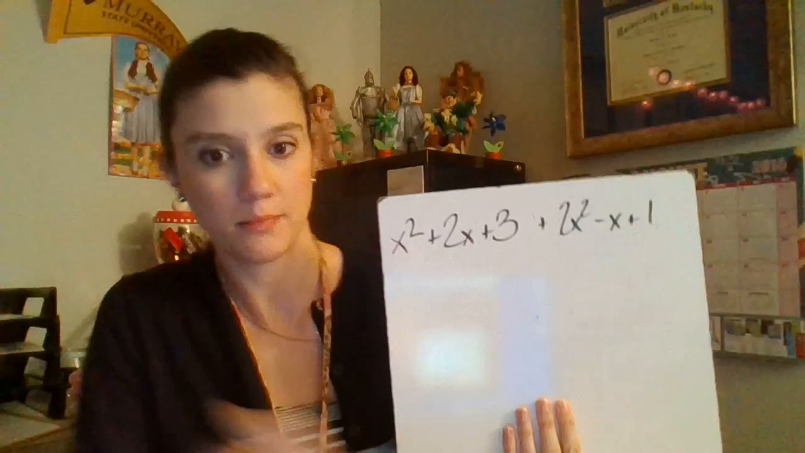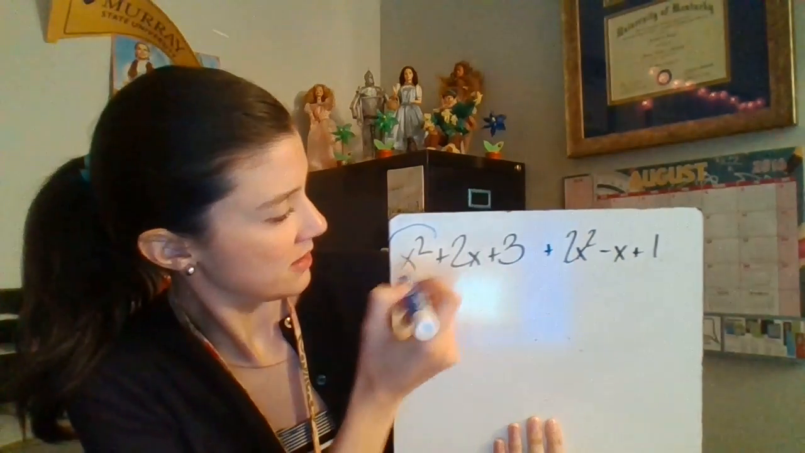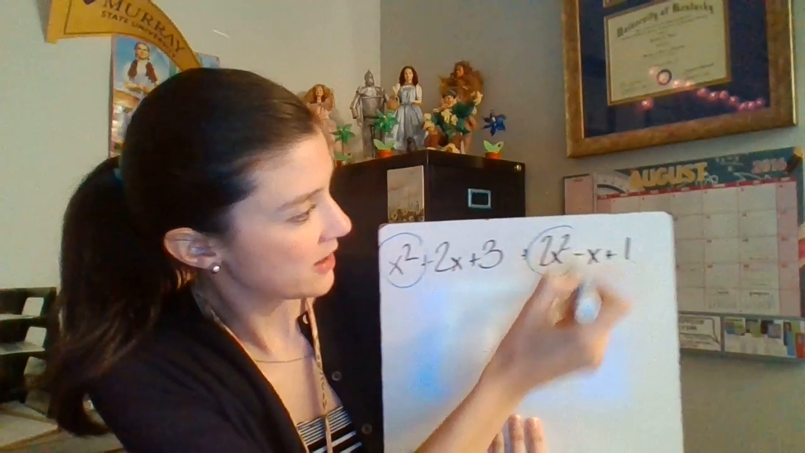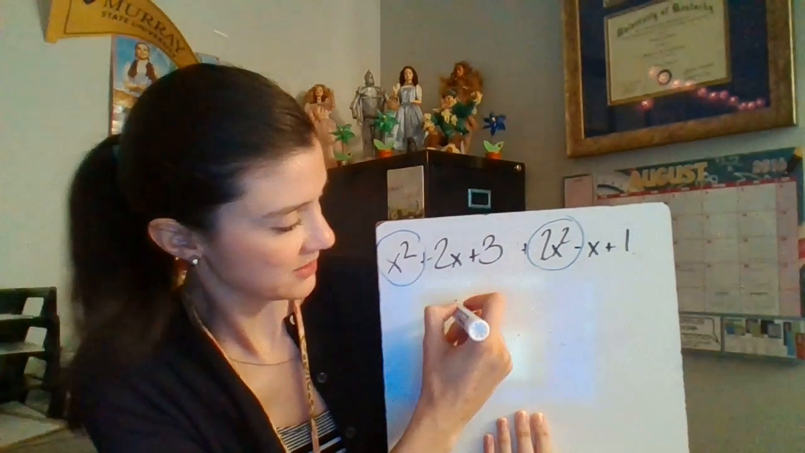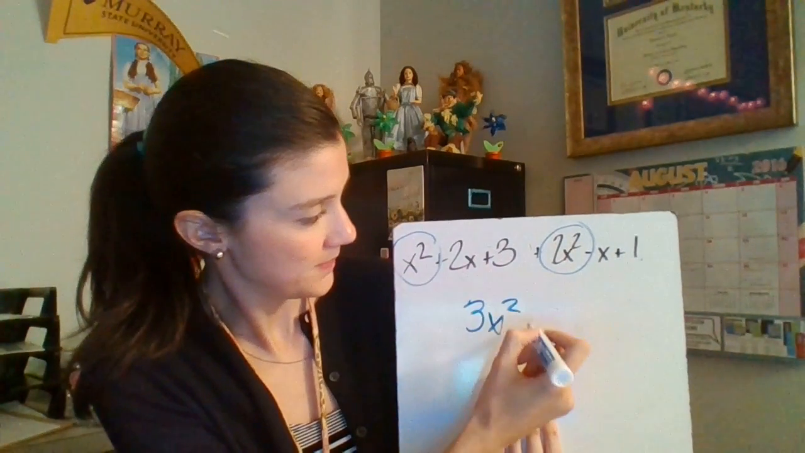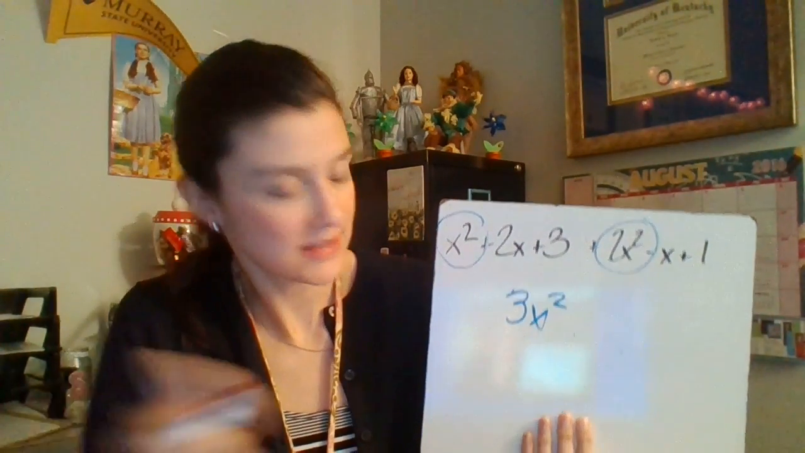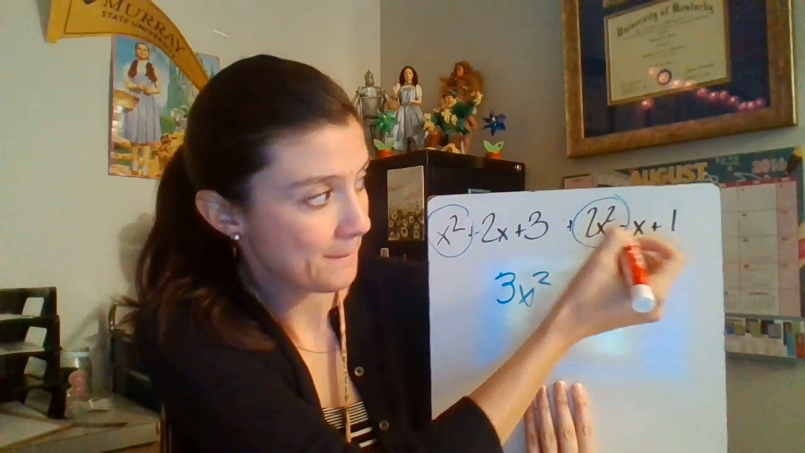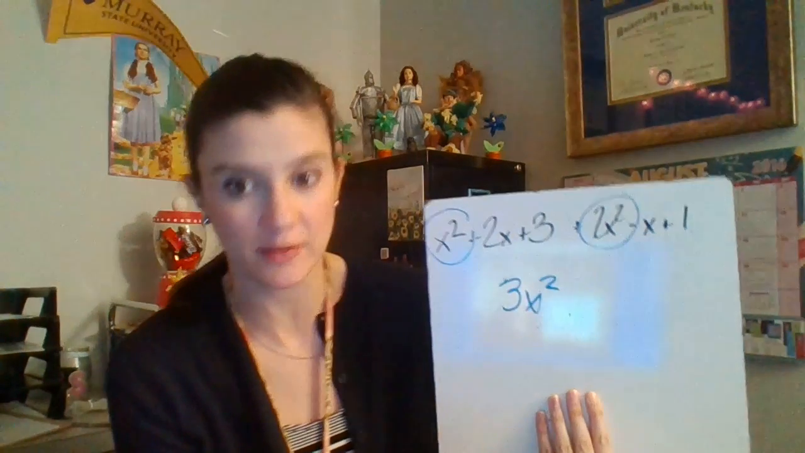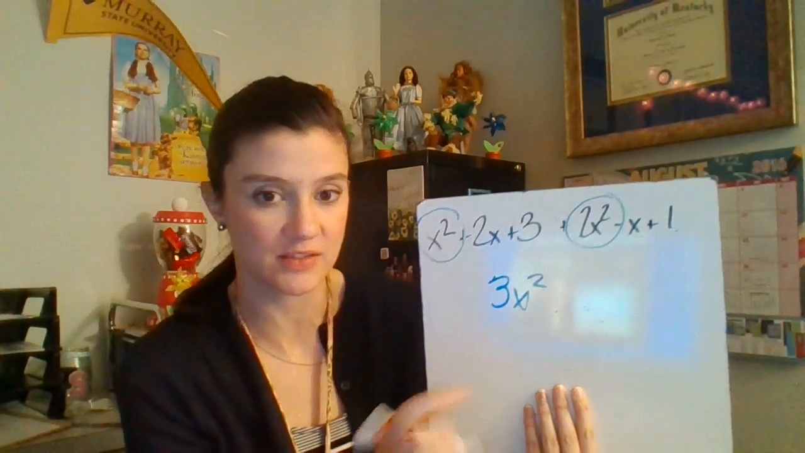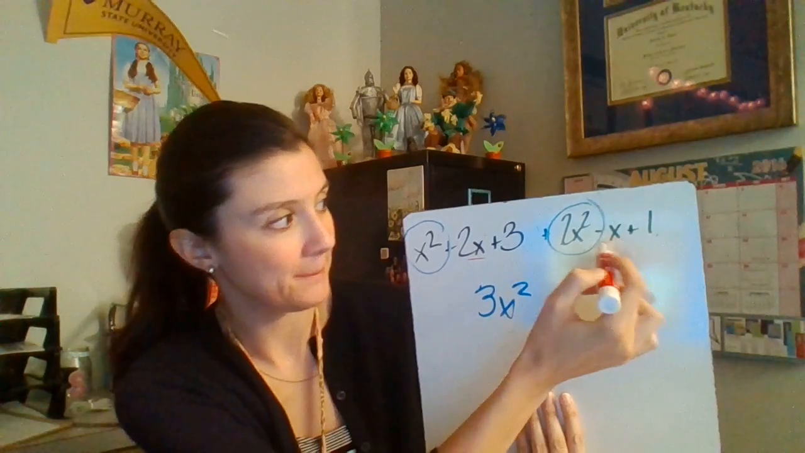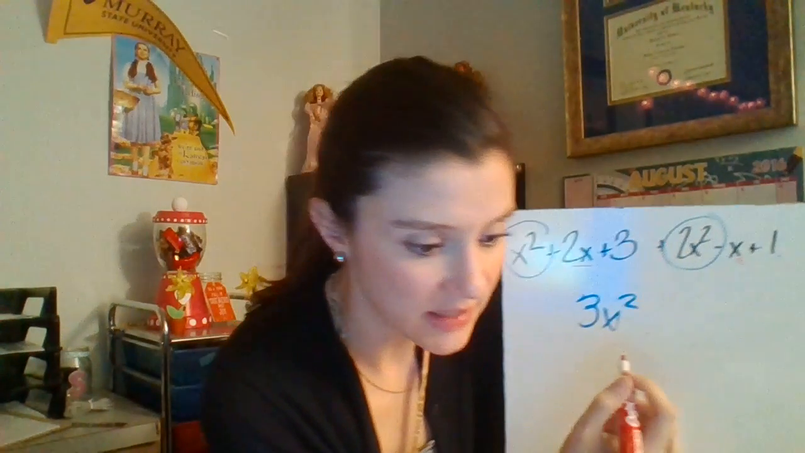Different color here to help. X squared, 2x squared. Those are like terms. 3x squared. And then we've got a 2x and a minus x. We've got to think about the symbol in front of it, and it's a minus x. So really this is 2x minus x, which would just give us x.